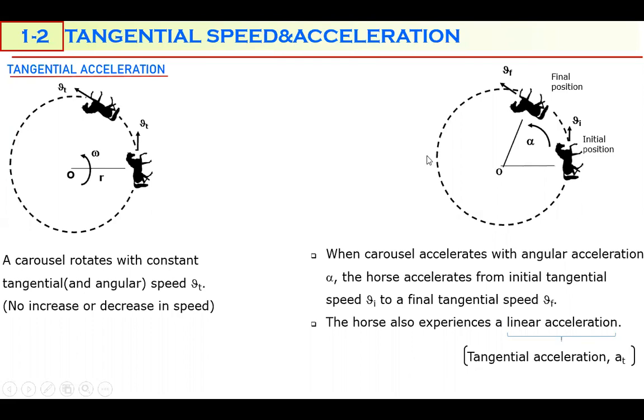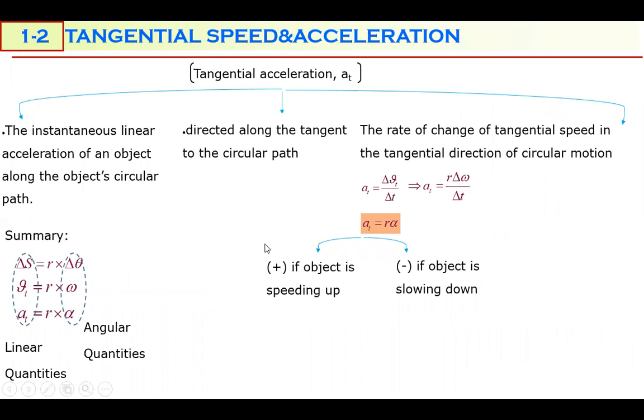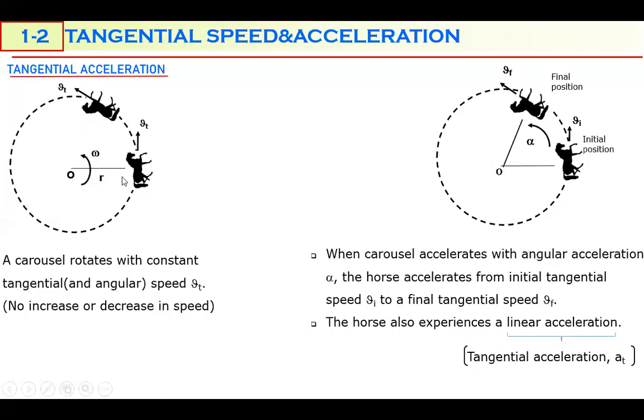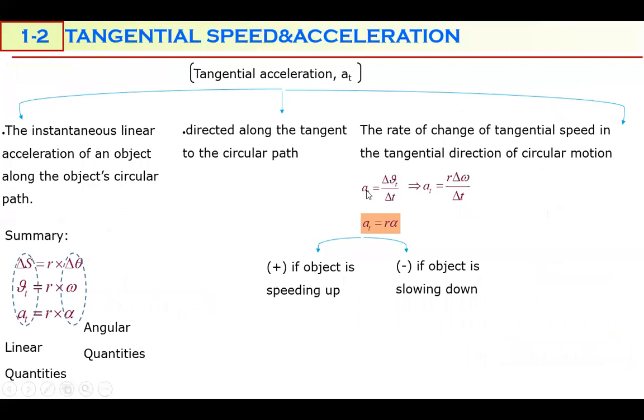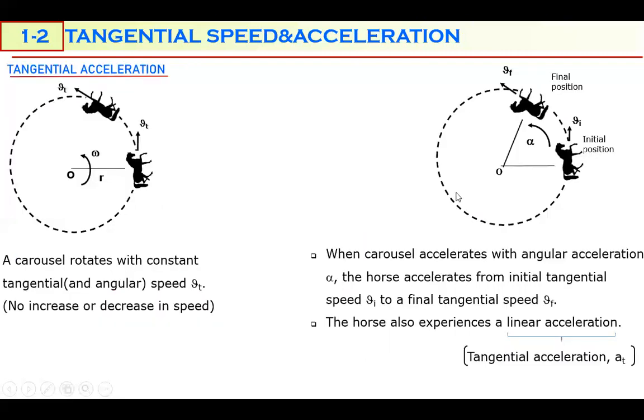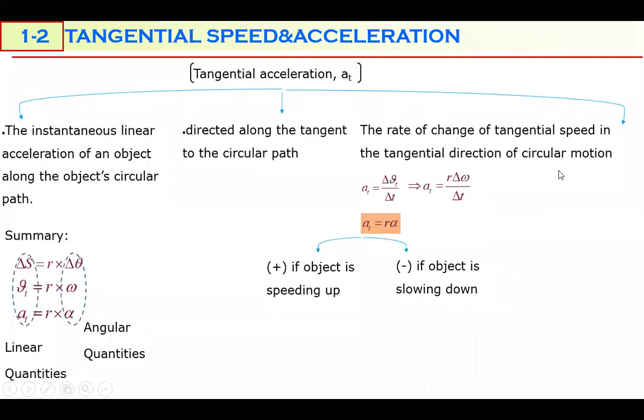tangential acceleration. Tangential acceleration is the instantaneous linear acceleration of an object along the object's circular path. This tangential acceleration will be along the circle, like this here, like this here, like this here. It will be drawn tangent to the circle. Tangential means along the tangent. We said this many times. It's defined as instantaneous. Why instantaneous? Because for every different point, the tangential accelerations have different directions; even if the magnitudes are the same, directions are continuously changing. That's why it belongs to that point, belongs to this point. So every point has a differently directed tangential acceleration. For that it is instantaneous, belonging to an instant.